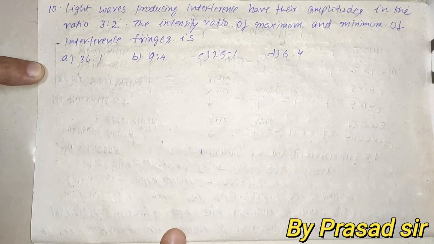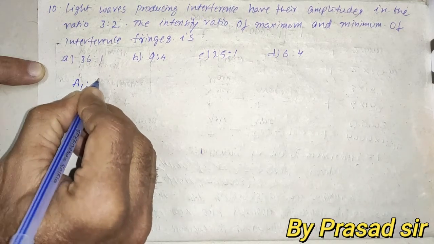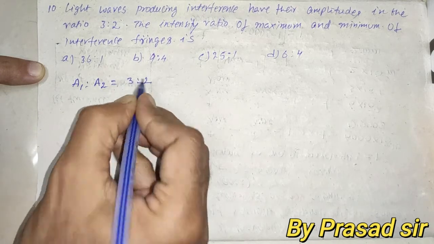Here the question number 10. Light waves producing interference having their amplitudes in the ratio 3:2, the intensity ratio of maximum and minimum of interference fringes is how much? So light wave produces interference having amplitudes. So we have to get the relation between intensity and the amplitude. So first of all, which one are given here? Amplitude ratio, that means A1 is to A2 is equal to 3 is to 2.